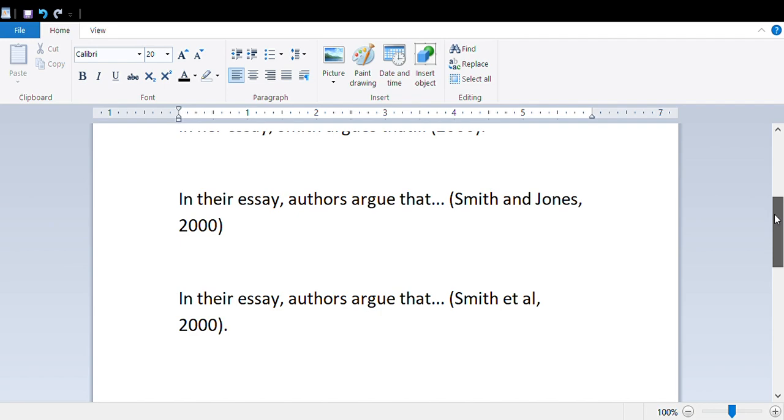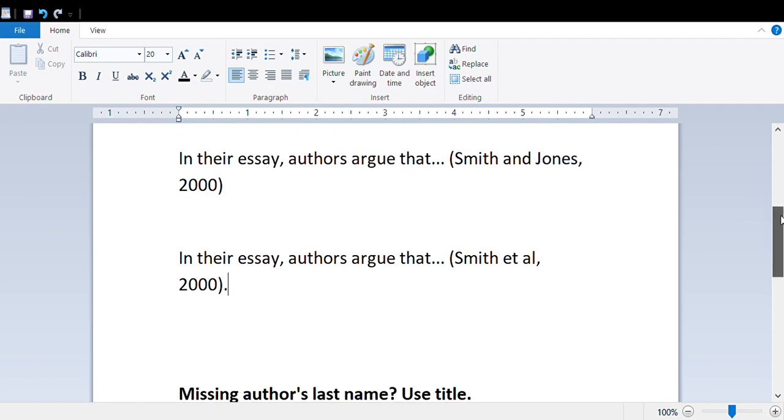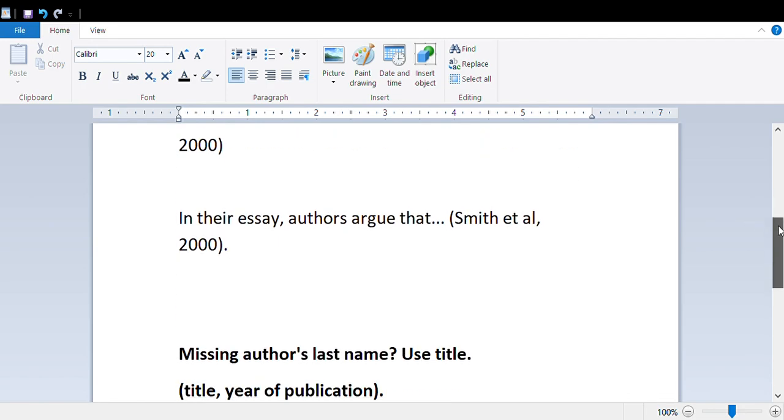Now, this should really cover you for first and second paper. And there are, of course, variations and more specific things that you start looking into, but this should cover 90% of your needs as of right now. In the future, the problems arise when you don't have an author's last name. So if you don't have that, you will use the title.